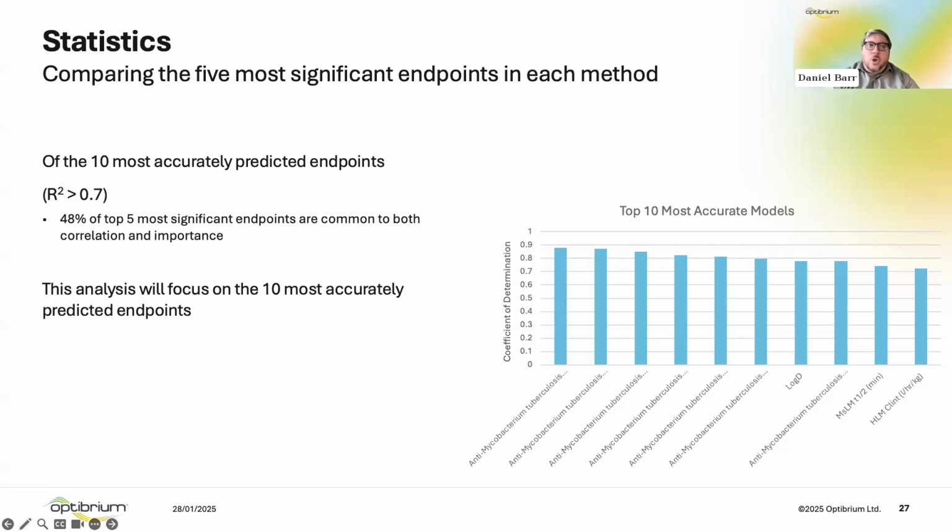We'll just say that over these 10 endpoints, the average R squared, again, that's the coefficient of determination, so the identity line is what we're considering, is greater than 0.7. And if we look at the top 5 most significant endpoints from each method, only about half of them are in common to both methods. So of the relationships that the correlation approach and the deep learning imputation approach identify, only about half of the relationships are the same as identified by each method.